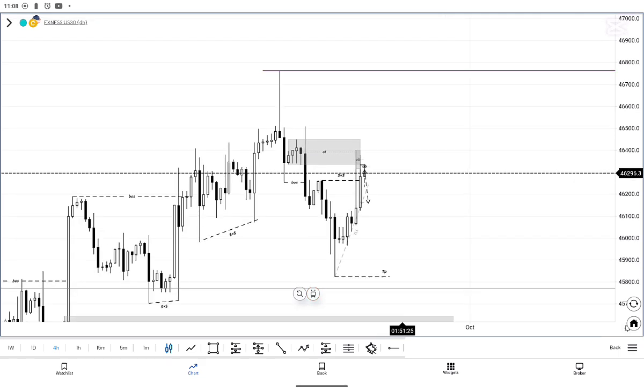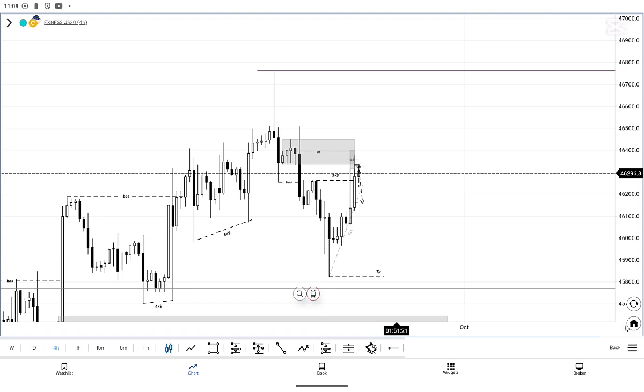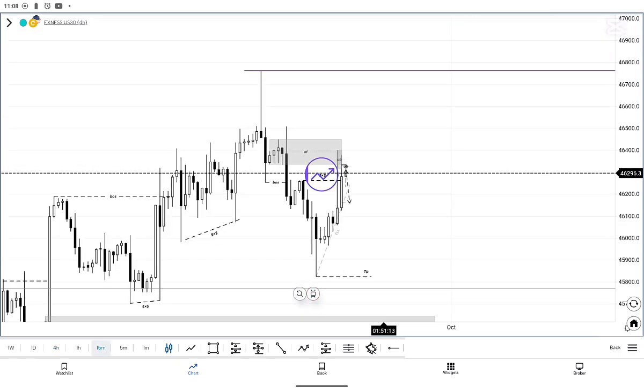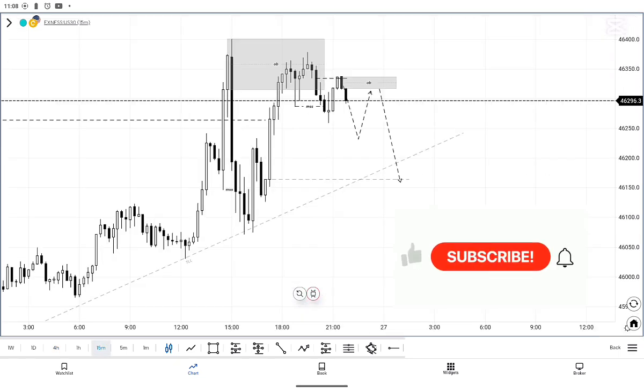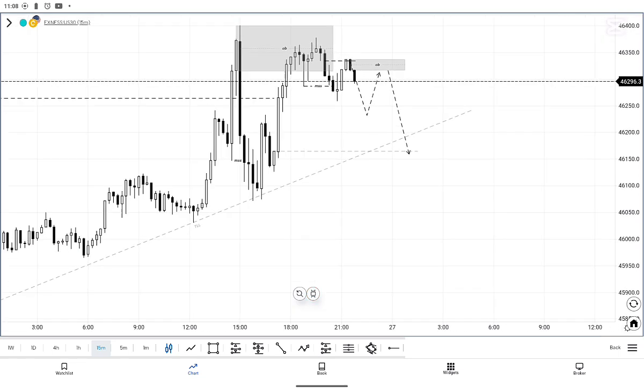After that, I didn't need the 1 hour to identify my liquidity since I could spot it on the 4 hours, so there's no need to go to 1 hour. Then I went straight to the 15 minutes to look for sell entries. On the 15 minutes, I saw this break of structure.